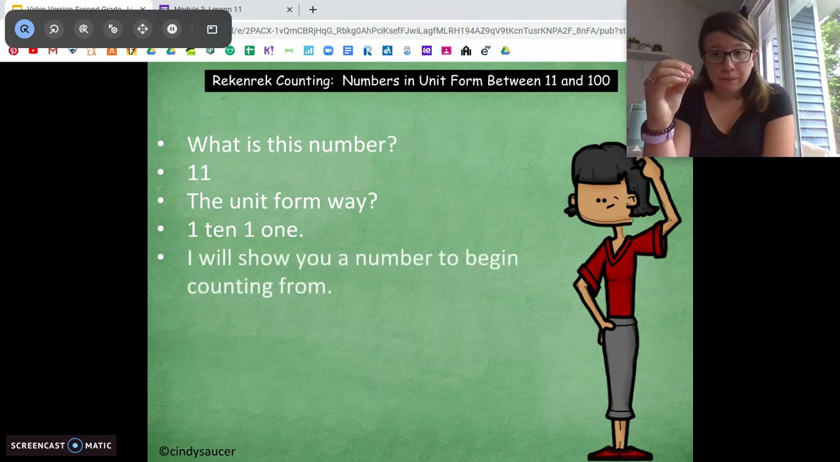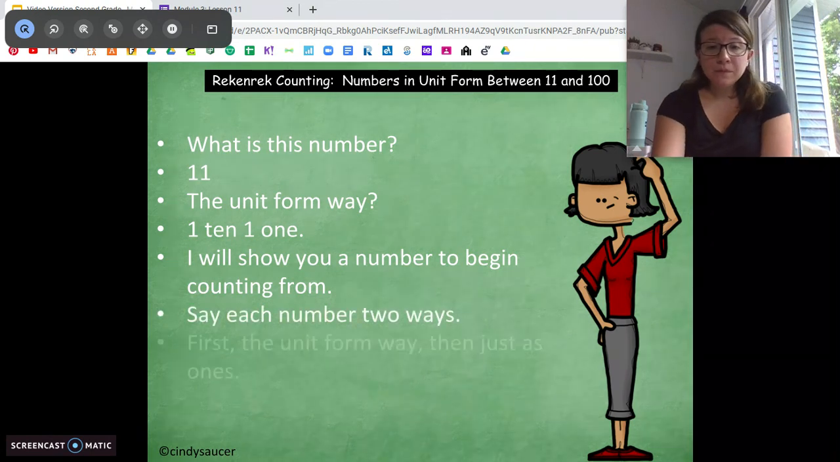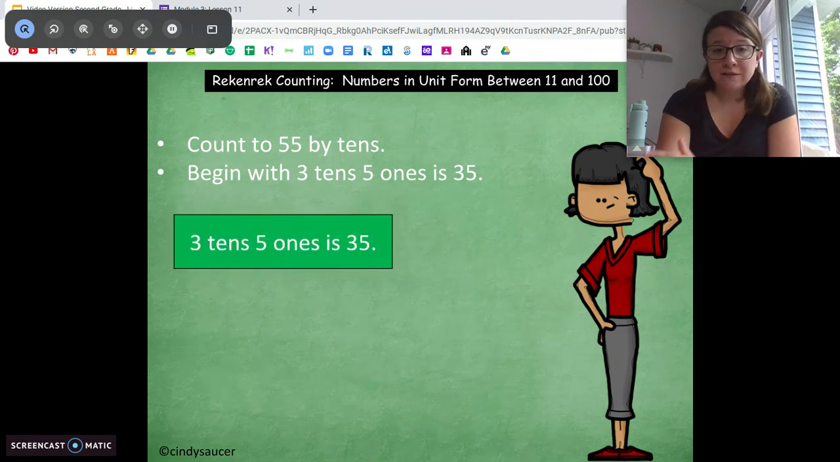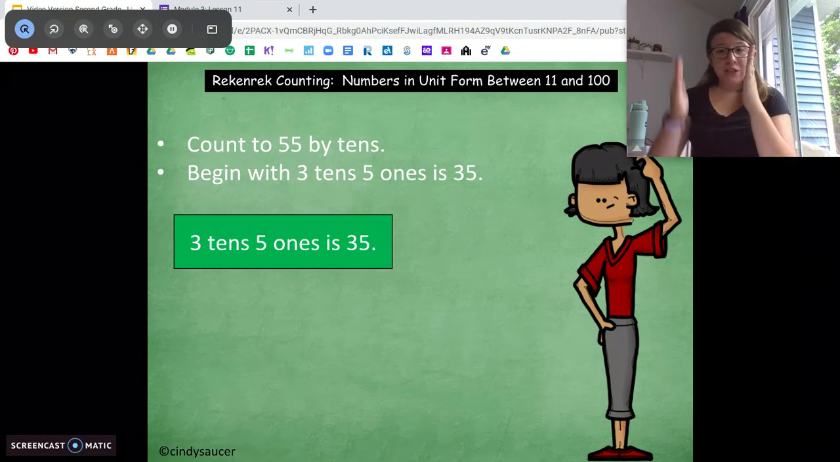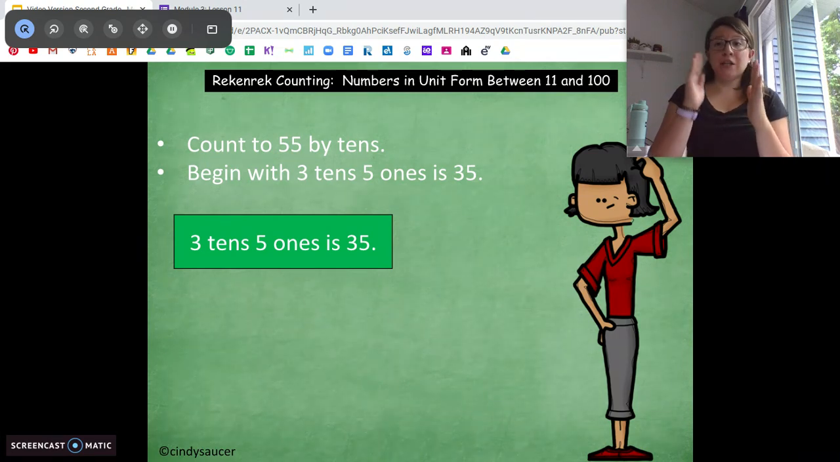So I'm going to show you a number, and we're going to begin counting from that number in unit form. So we're going to say the unit form and then say the standard form of the number. Okay? So we're going to start at 35 and count to 55 by tens. 35 is 3 tens, 5 ones. So we start with 3 tens, 5 ones. We're going to count by tens. So are our tens changing or are ones changing for counting by tens? Yes, just our tens are changing.